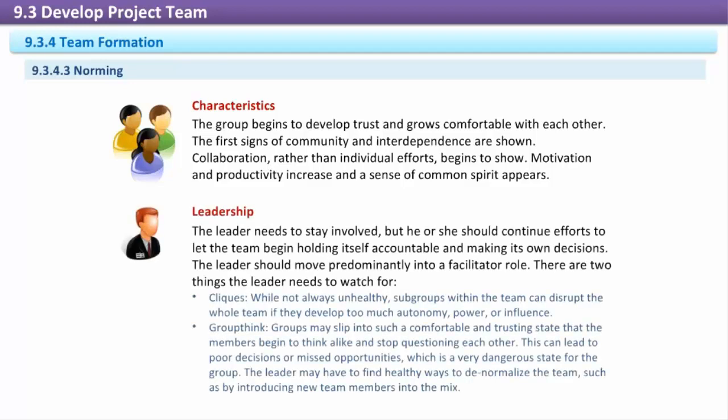Leadership. The leader needs to stay involved, but he or she should continue efforts to let the team begin holding itself accountable and making its own decisions. The leader should move predominantly into a facilitator role. There are 2 things the leader needs to watch for.